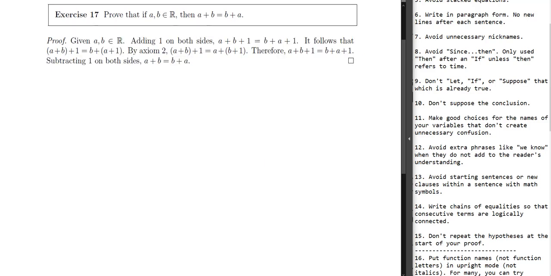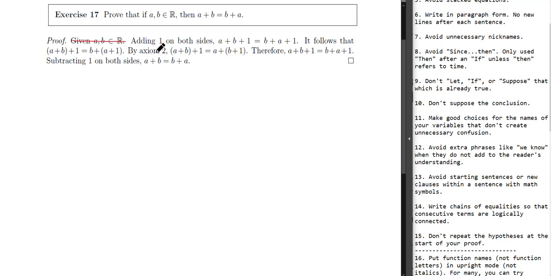Same problem. Given A, B, and R, well, that's already done. We don't have to repeat that. Oh my, what's happening here? Adding 1 on both sides. Well, okay. That would be, assuming this is true. Now, it's certainly the case that this is true if and only if A plus B equals B plus A.